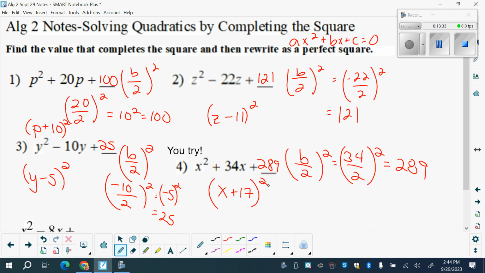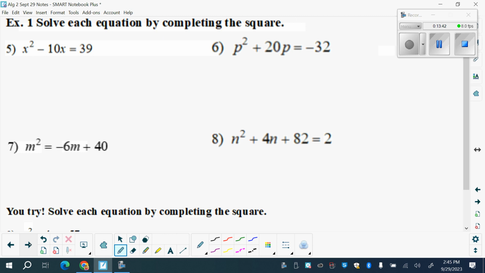Okay, so you should get x plus 17 squared, and then 289 for the blank. On to the next example. Okay, quiet please, you're going to need to listen to this.